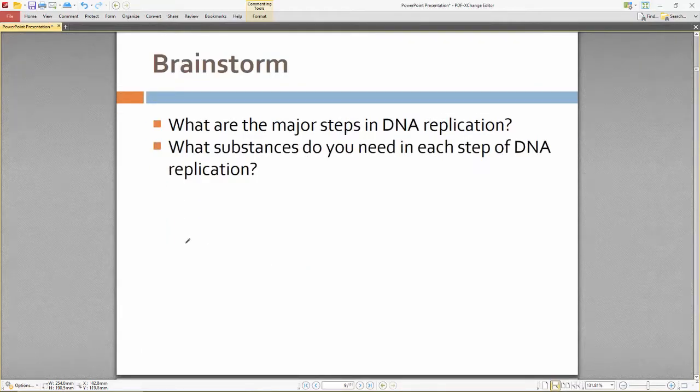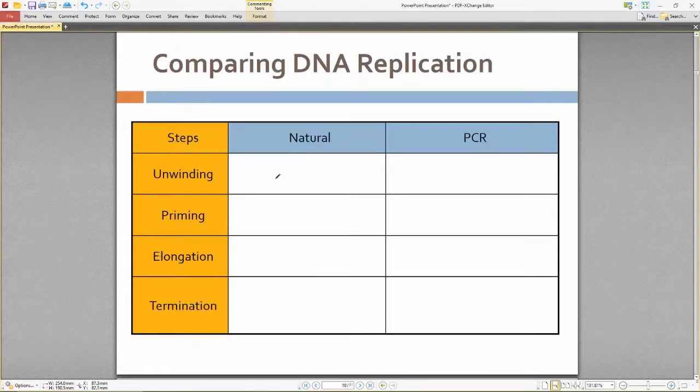So, what are the major steps in DNA replication, and what substance would you need in each step? Because, as I said earlier, we're not doing this in a cell, so we need to identify the major steps and what we'll need to do this outside of a cell. I want to ask you guys to brainstorm here. Major steps: unwinding, priming, elongation, and termination.